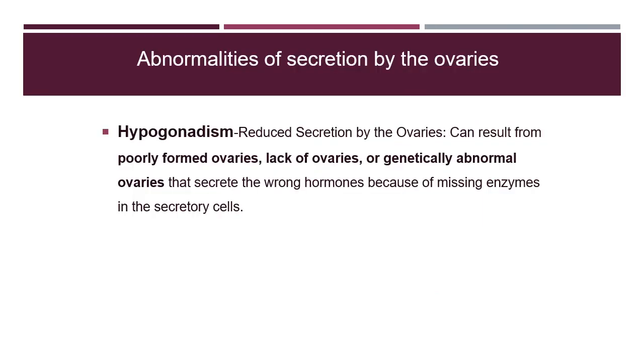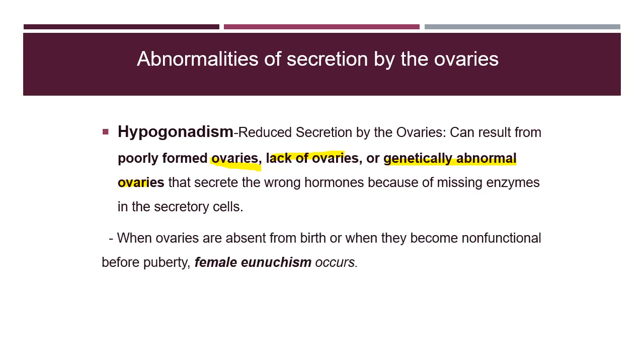One of the abnormalities of the ovaries can be hypogonadism, which is reduced secretion by the ovaries. It can result from either poorly formed ovaries or lack of ovaries, or genetically abnormal ovaries that may secrete the wrong hormones, either because of missing enzymes in the secretory cells, or something wrong with the secretory mechanisms of these cells. When the ovaries are absent from birth, or if they were non-functional before puberty, then female eunuchism will occur.